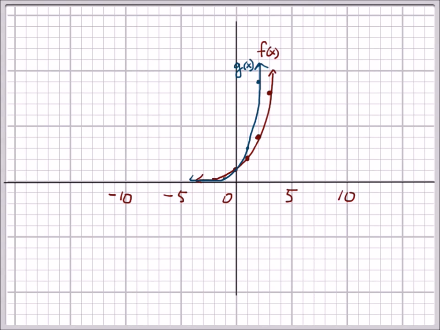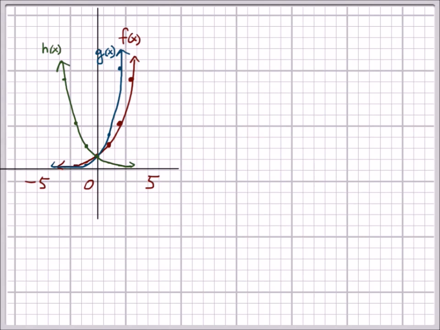Now go ahead and graph the function h of x on the same grid. And this is the picture I got. And by looking at it, h of x looks almost the same as f of x, except it's reflected about the y-axis. Now we've got those three graphs on the same grid. Let's ask ourselves the question, what happens to the graph if we change the base? For example, if you take function f of x and compare that to the functions g and h, which have a different base from the original f, what happened?